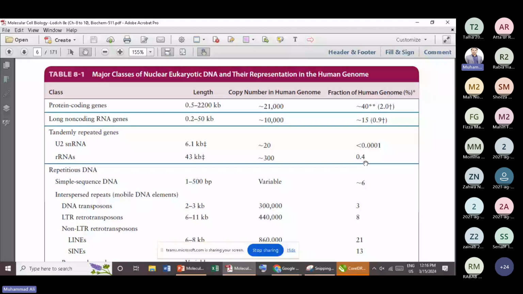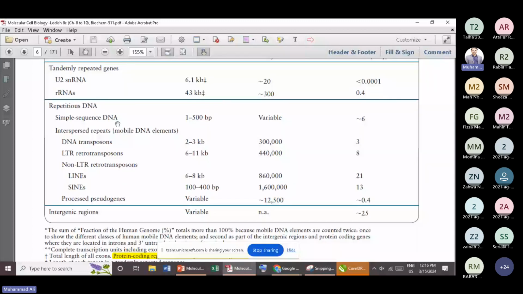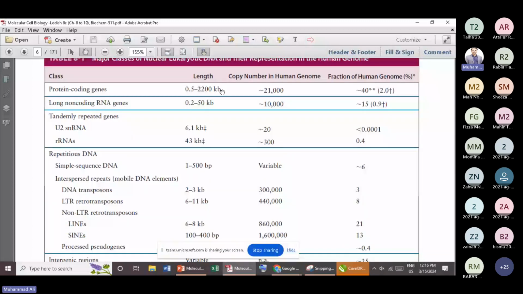And sometimes repetition is there in the DNA. Simple sequence repeats are that long, and interspersed repeated mobile elements, actually not interspace, interspersed, there are mobile elements. DNA transposons are 2.3 kb long, and LTR retrotransposons are 6 to 11 kb long. And that is enough. Actually, you do not need to memorize any value. Maybe the top two values may be memorized by you.